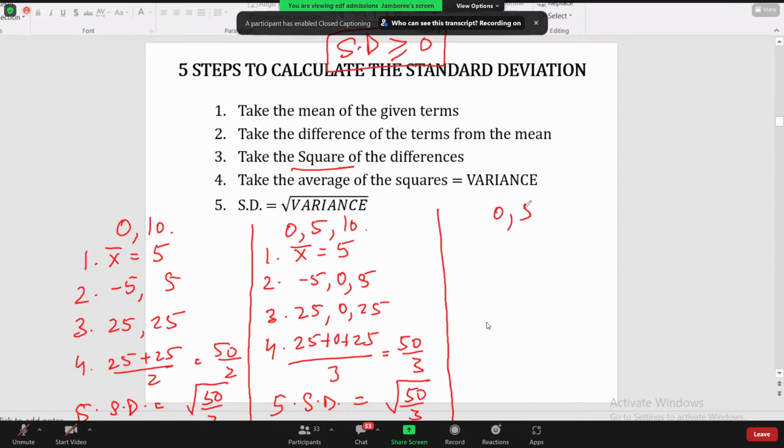Let's say now the series goes by 0, 5, 5 and 10. Step number 1 is to find out the average of the series. So that will be 0 plus 5 plus 5 plus 10 divided by 4. That turns out to be 20 by 4, which gives you the mean value as 5 itself.